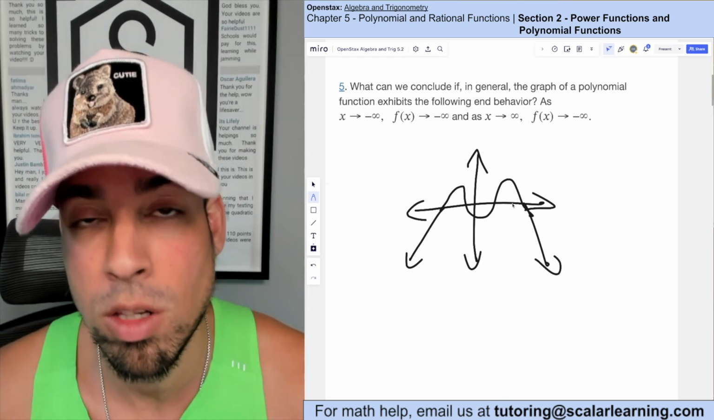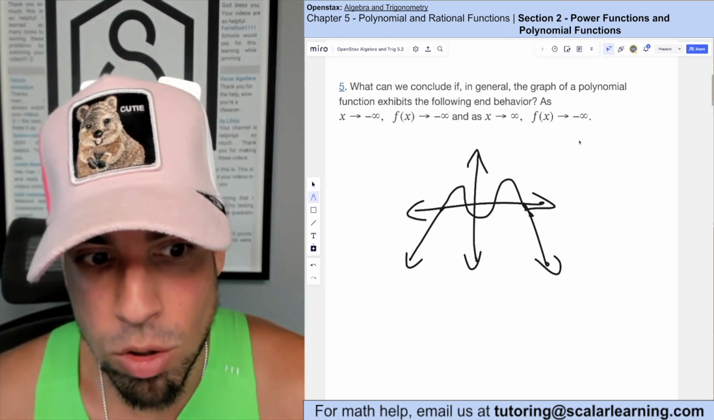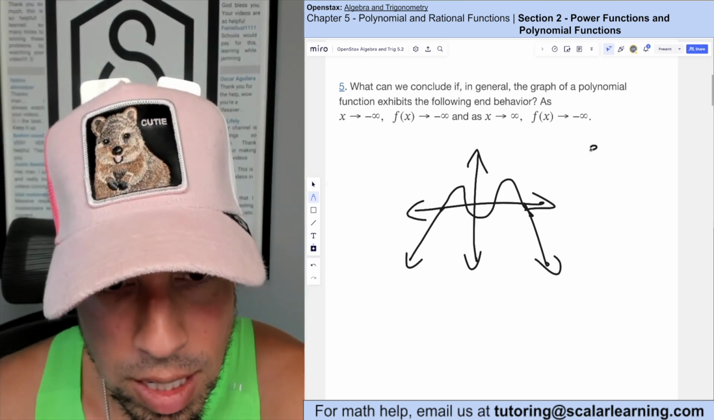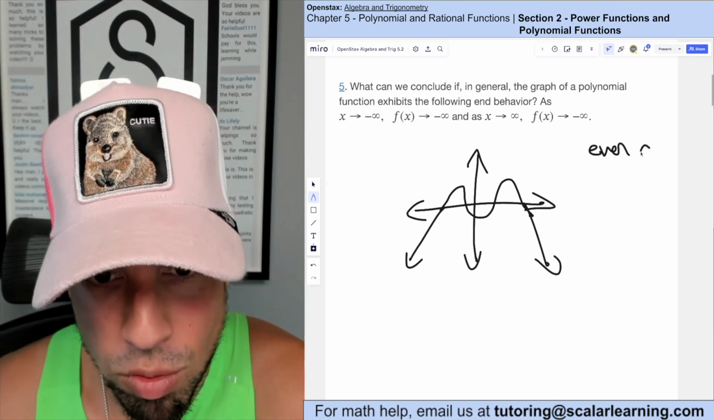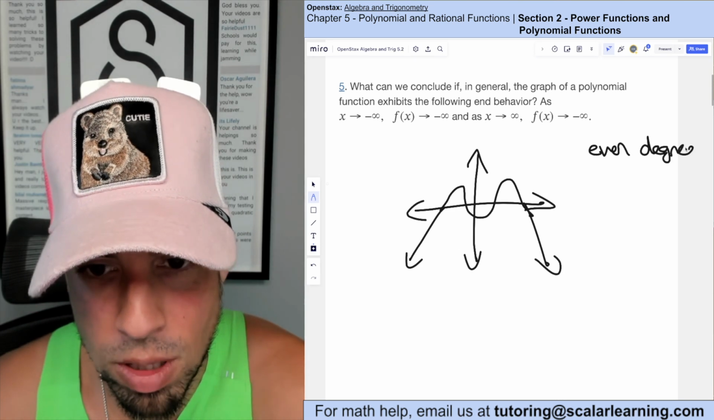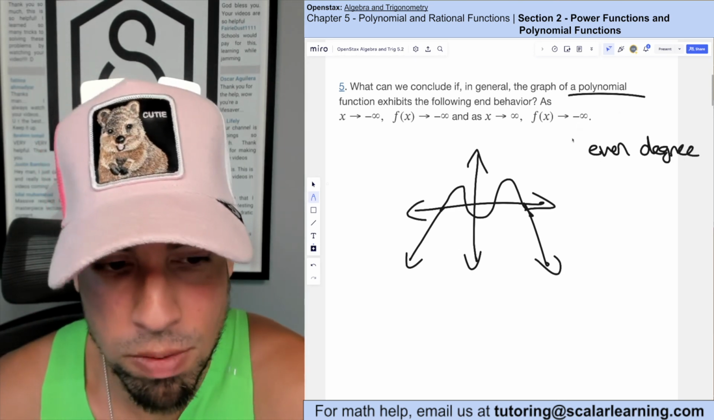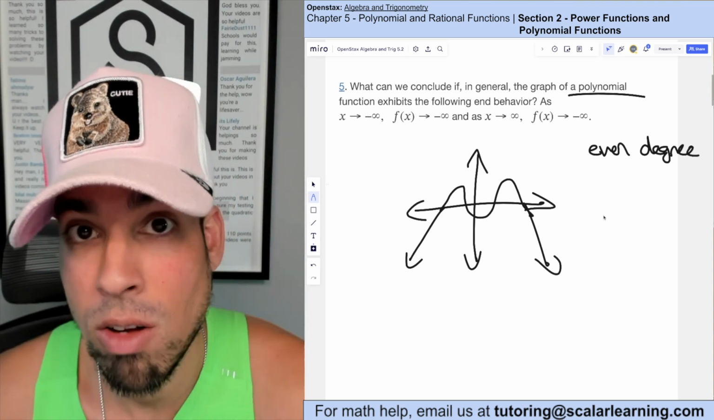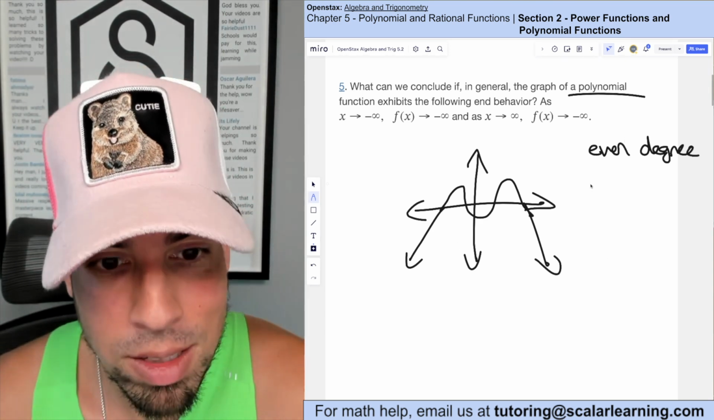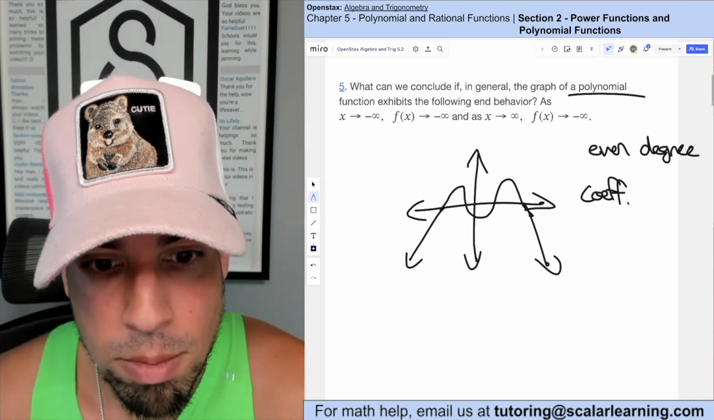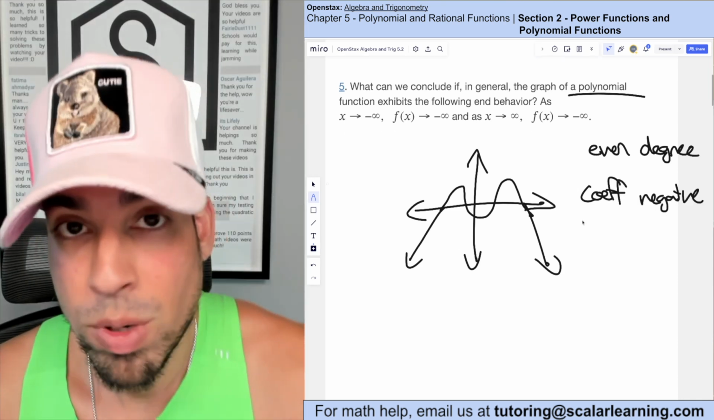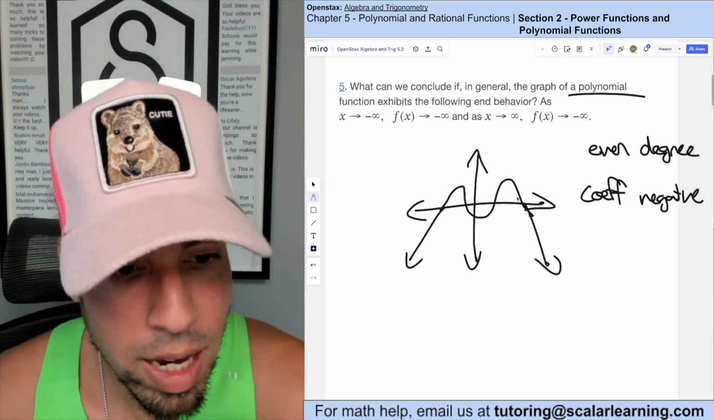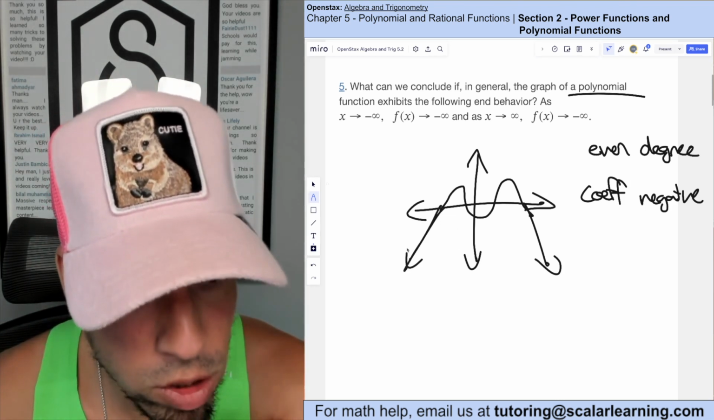But what we can conclude, if this is indeed a polynomial function, we can conclude two things. Number one, this is an even polynomial degree, right? So it's got an even degree for the leading coefficient if this is a polynomial function, all right? So number one, it's got an even degree. Number two, since it's going down, down, left and right is going down, down, it means the leading coefficient must be negative. The reason why we conclude that the leading coefficient is negative is because it makes it so that as we go up or down, we're always going negative, okay?